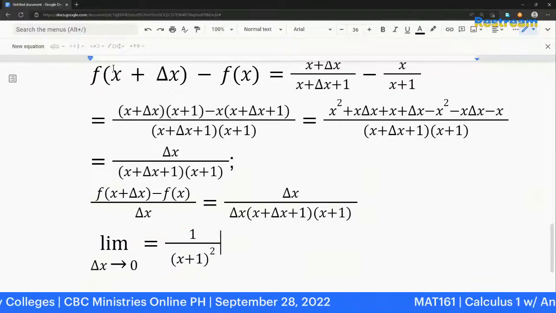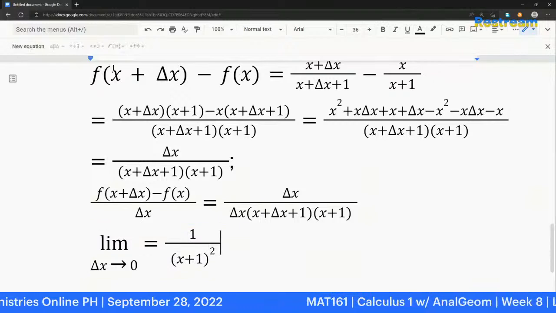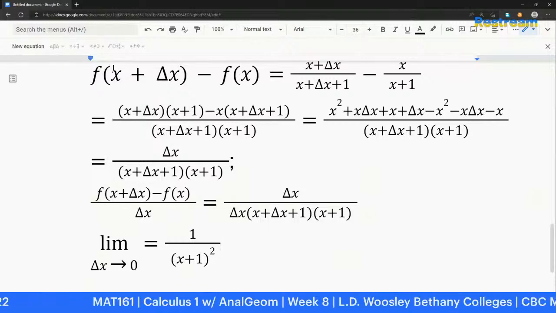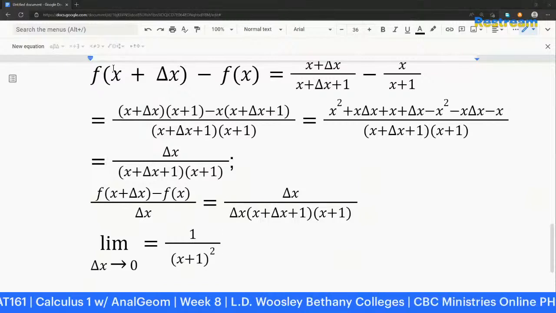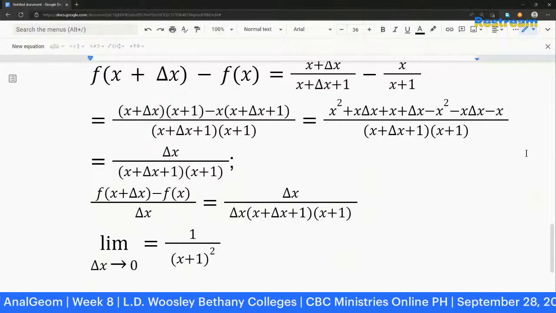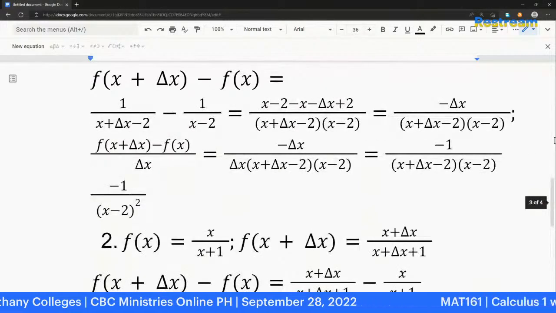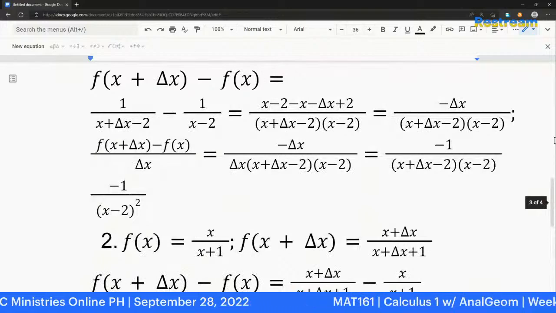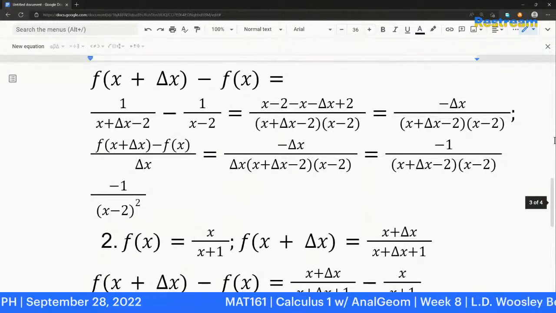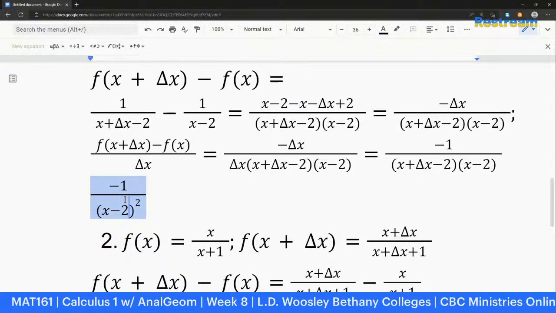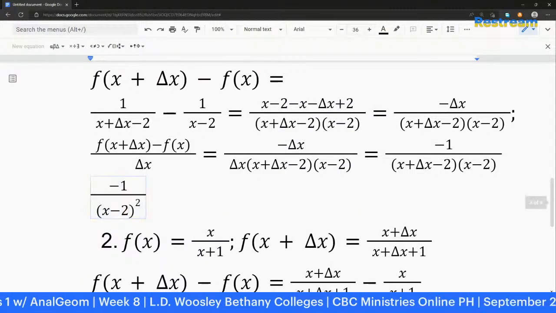Alright, so that is the limit. Alright, in fact, that's the derivative. No? Guys, that's the derivative of 1 over x plus 1. And same as true with the previous problem, the derivative of 1 over x minus 2 is negative 1 all over x minus 2 squared. Okay? Please take note, Nora and Banji, Gian and Josh. Okay?